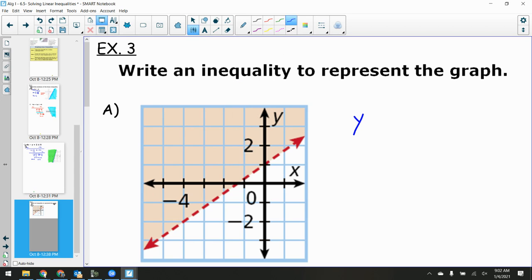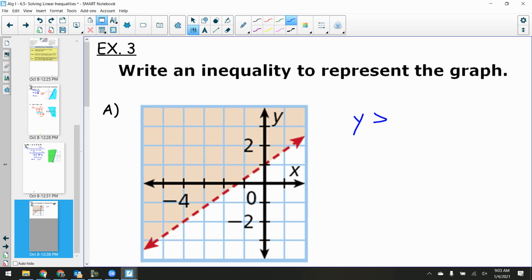We know that y always has to be on the left side. Now, let's first decide whether this is going to be a greater than or less than. Is this shaded above or below that line? It's shaded above. What does that tell you about the symbol? Greater than. It's a greater than. Now, do I have to go underneath it and put the or equal to? No. Why not? Dotted line. Right. Okay, now at this point, we just have to pick out the slope and the y-intercept.